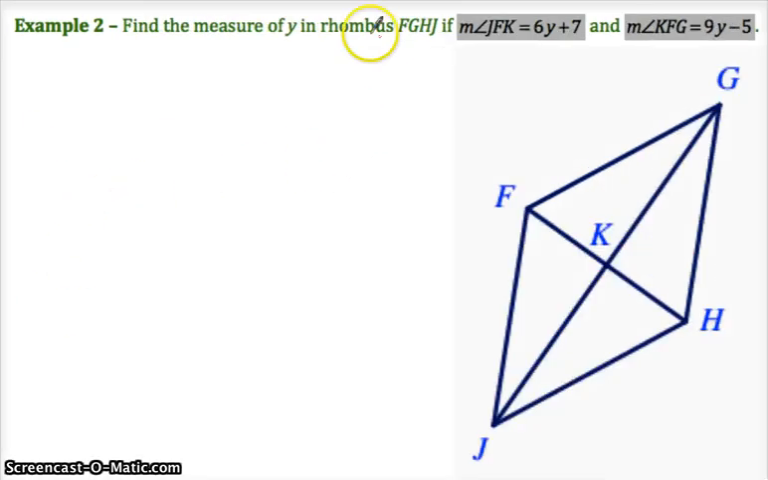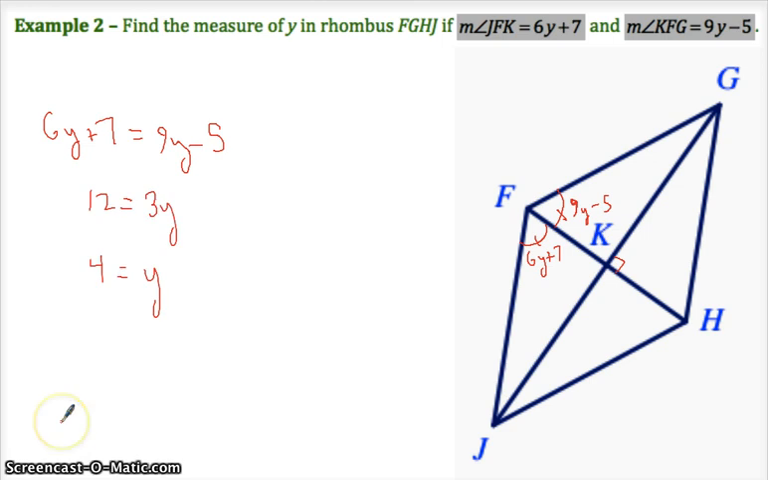Find the measure of y in rhombus. If JFK, that's right here, is 6y plus 7, that's degrees, and if KFG, that's this one over here, is 9y minus 5. Well, we had a theorem about rhombuses just a minute ago that said these things have to be congruent. FH bisects the big angle at F because it's a rhombus. Not only that, that was a right angle, no consequence here, but that's what's going on. So I know these things are equal. 6y plus 7 has to equal 9y minus 5. Algebra time, and bam, y equals 4. Okay.